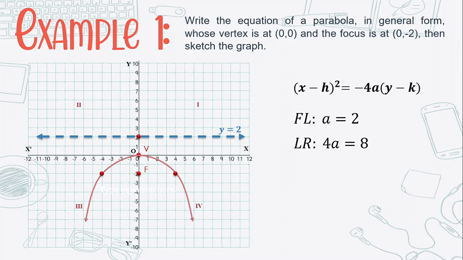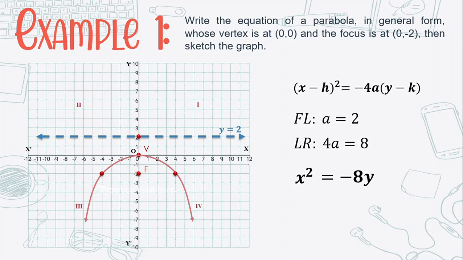Since the vertex is at the origin, we will just have (x - 0)². Therefore, that is just x² is equal to, again, our 4a is 8. But since our parabola is facing downward, we must have a negative 4a. Therefore, we will have -8, then we have (y - 0), that is y. So that is the equation in standard form.